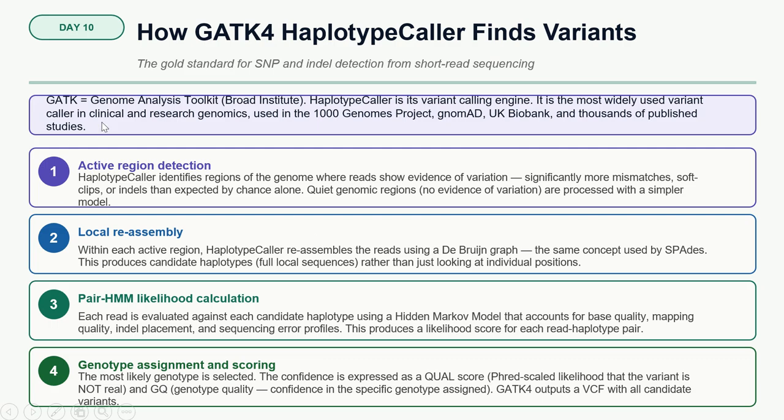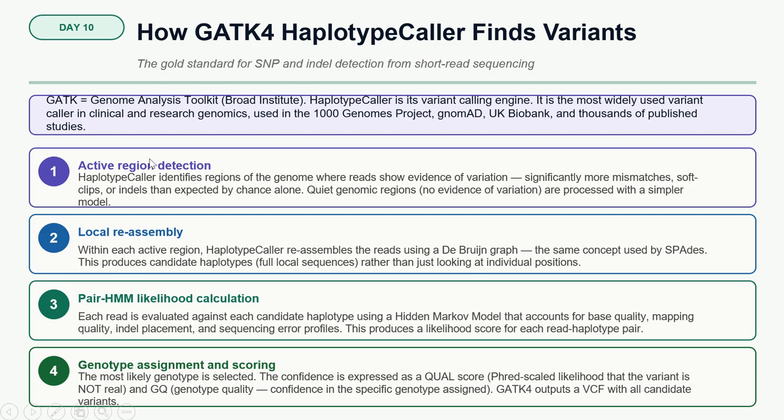So GATK is the Genome Analysis Toolkit. It was developed by a particular institute. HaplotypeCaller is its variant calling engine. So this toolkit, the GATK4 HaplotypeCaller, is the most widely used variant caller in clinical and research genomics. It is used in the 1000 Genomes Project, UK Biobank, and thousands of published studies. So that means what we are doing has been tested time and time again.